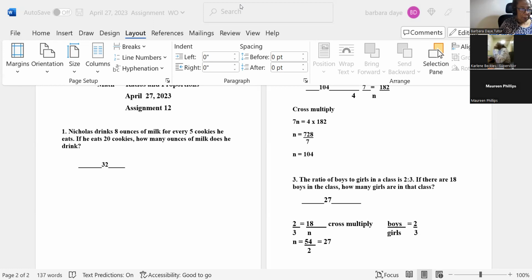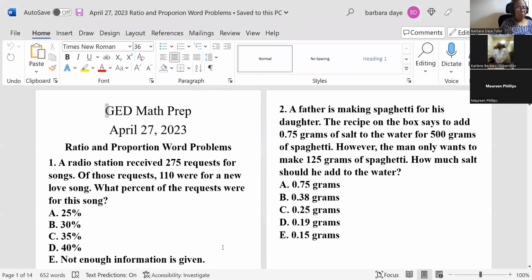Let's see if I can find it. Ratio proportion. Okay, new share. Here we go. Now you see the ones we want to practice with, ratio proportion word problems.